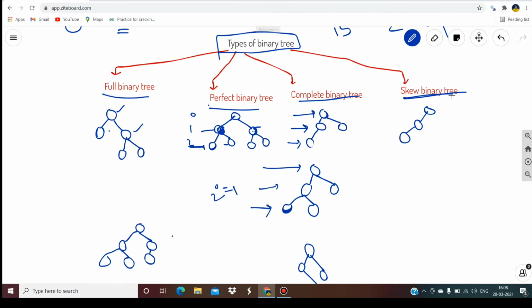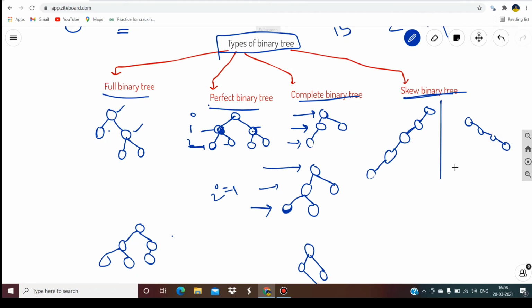Now next is skew binary tree. Skew binary tree is a kind of binary tree where the nodes are connected to other nodes in one direction only. So in the leftmost side only, these nodes are connected. This is known as a left skew binary tree. Now in case of right skew binary tree, in the rightmost side only the nodes will be connected.